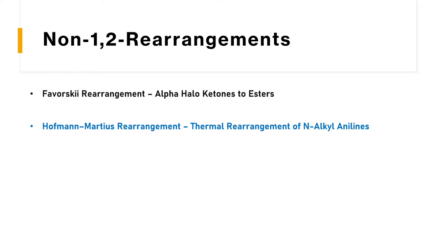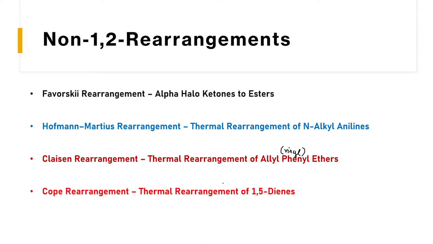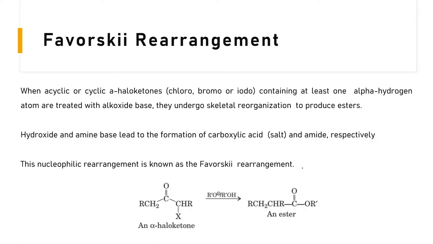The Hofmann-Martius rearrangement is the thermal rearrangement of N-alkyl amines. The Claisen rearrangement is the thermal rearrangement of allyl phenyl ethers or allyl vinyl ethers; instead of phenyl, vinyl can also be there. And the Cope rearrangement is a thermal rearrangement of 1,5-dienes. Let's try to understand from the first one, which is the Favorskii rearrangement.